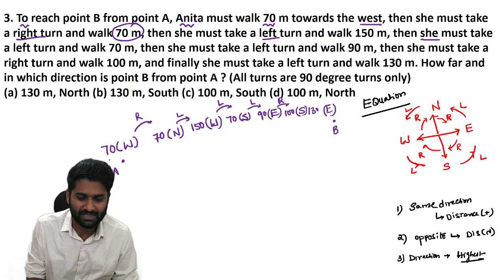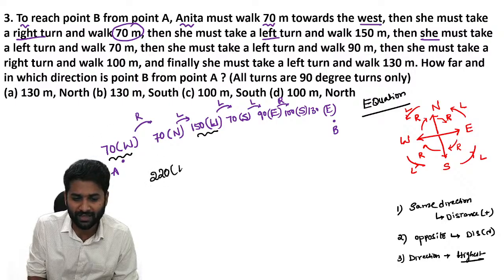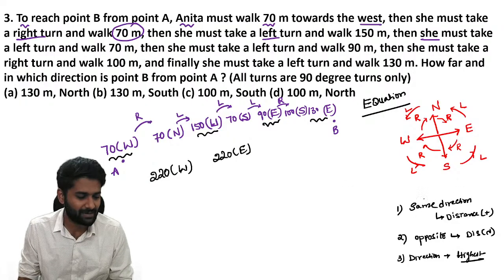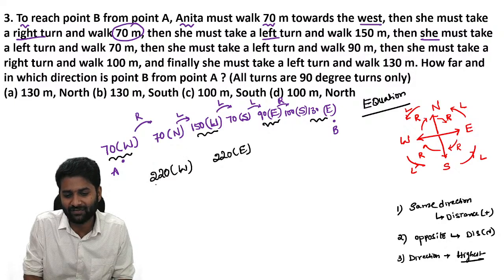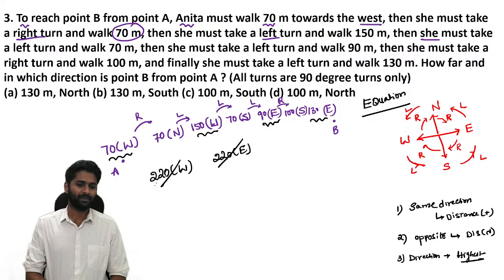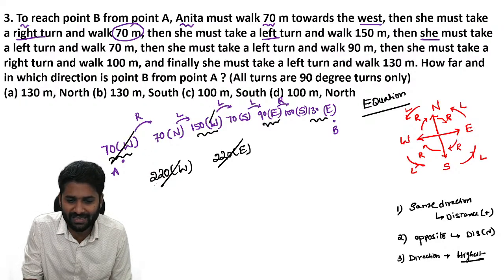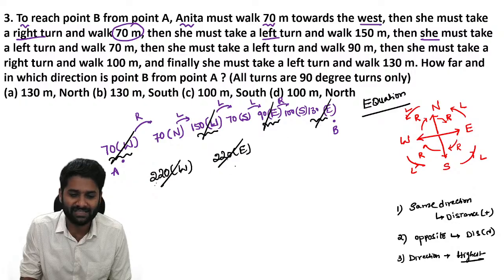Let me help you out. So 70 west, again 150 west. Both are the same direction, so 70 and 150 total 220 west. In the same way, 90 east, 130 east, again 220 east. If it is the same direction, you have to add. If you see opposite directions, guys, just find the difference. The difference between 220 and 220 means the value becomes 0. So you are done with the calculation for east and west.